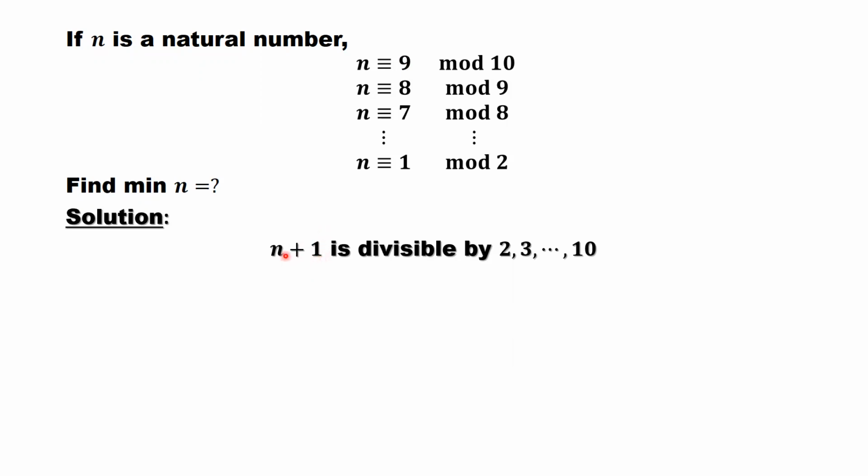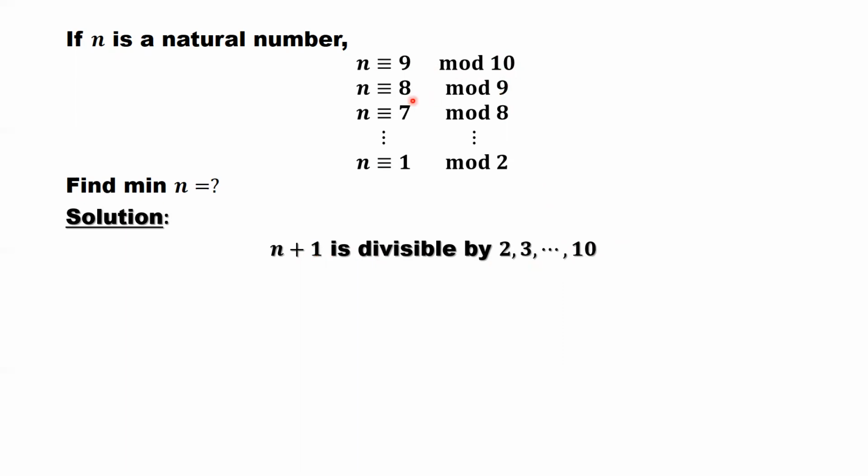So here, look at n plus 1. First of all, both sides plus 1. Left-hand side is n plus 1, right-hand side is 9 plus 1, which is 10. 10 divided by 10 is what? Remainder is 0. That means n plus 1 is divisible by 10. So n plus 1 is divisible by 10.